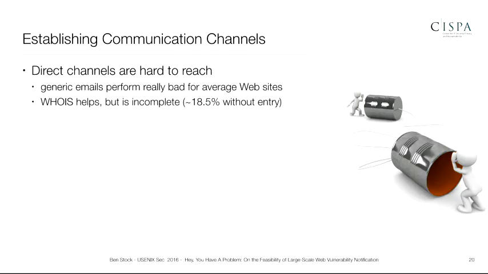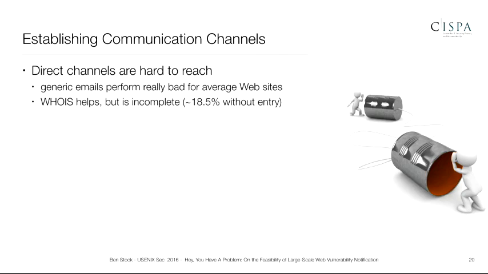So what we saw is that establishing communication channels is quite tough. For the direct channels, these are very hard to reach. These generic email aliases perform horribly for the top 1,000,000, with 50% of them bouncing. The WHOIS information helps. Actually, WHOIS was the best channel for the WordPress installations. But about 1/5 of the domains lack an email entry, so there's no way we could reach them.